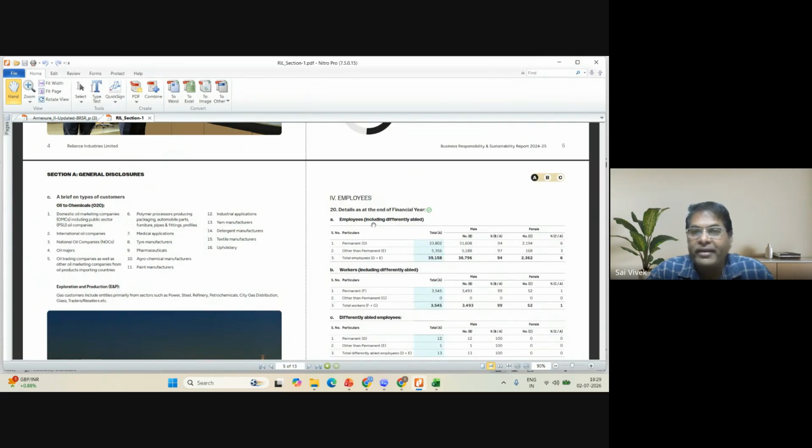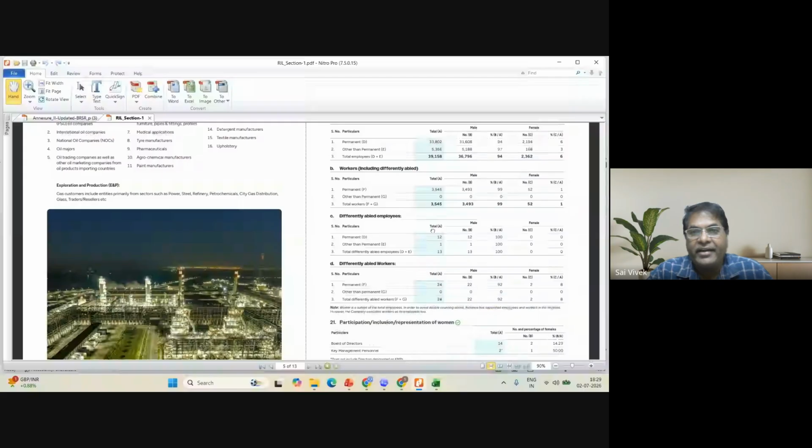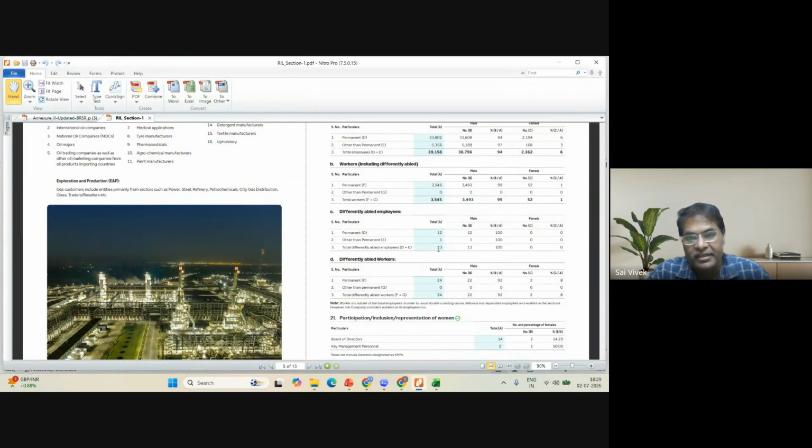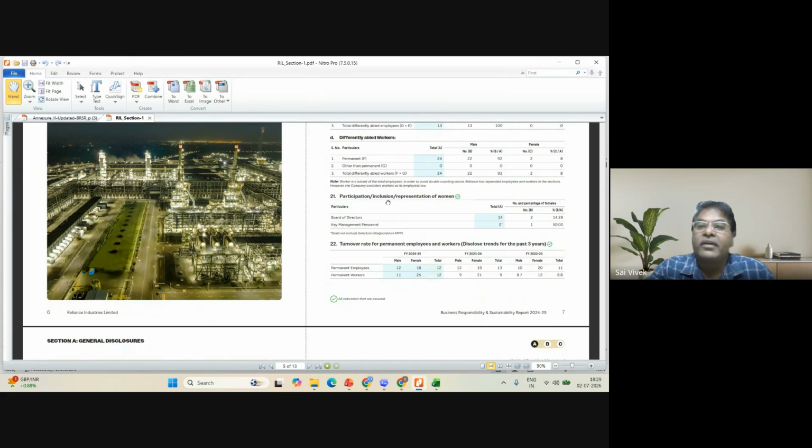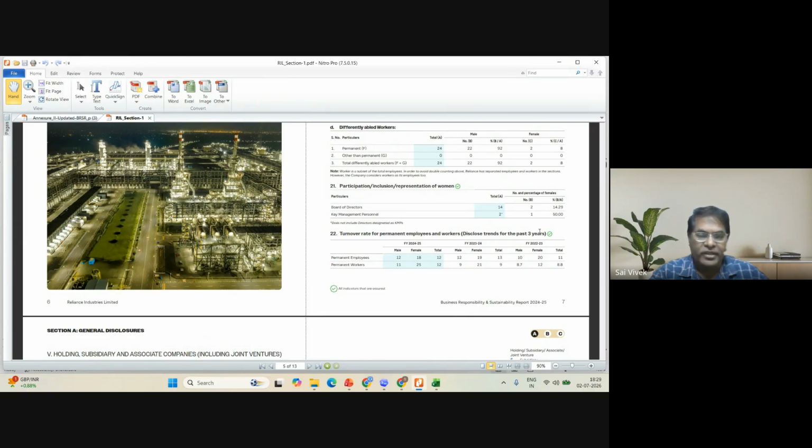The number of employees is given here, permanent, male, female. The total number of employees is 39,158. And the number of workers is 3,545. Differently abled employees, 13. Differently abled workers, 24. So representation of women: its board of directors consists of 14, whereas key managerial personnel 12. The percentages are also given here. Turnover rate, that is the number of employees leaving the company and those that are required to be filled into the company, those details are also given here.